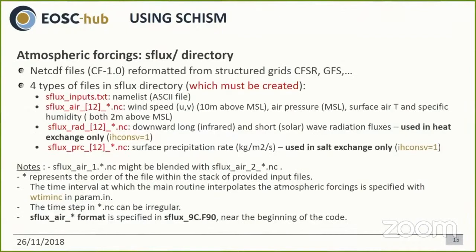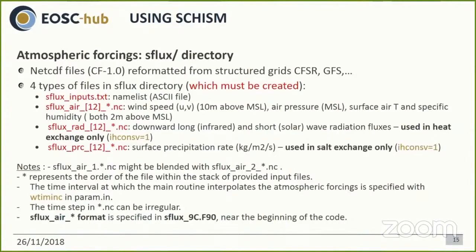One way to add atmospheric forcings is the sflux directory. You can get netCDF files from CFSR, GFS forcings, and others. The sflux directory must be created and contains the sflux_inputs.txt, which groups info about the forcings, and various netCDF files depending on the forcings you applied.